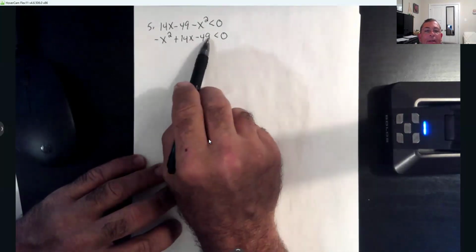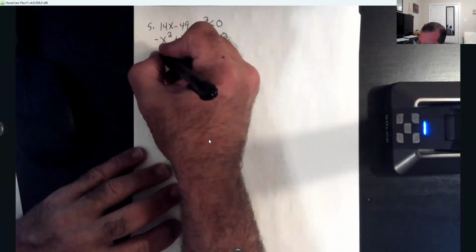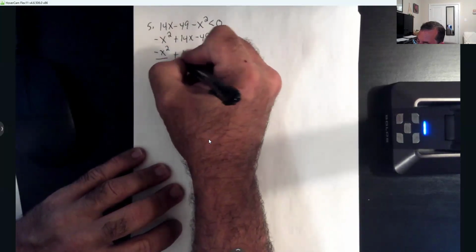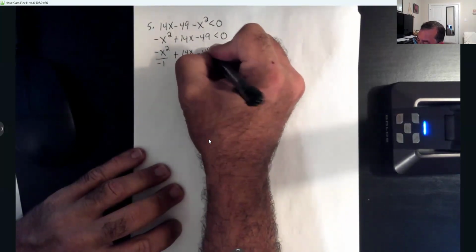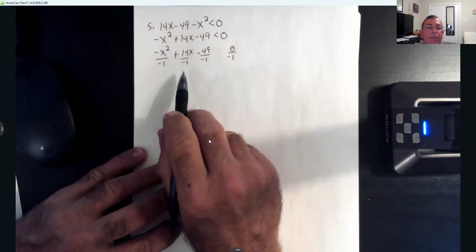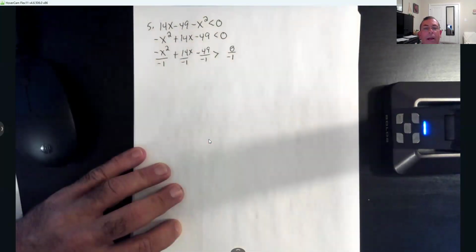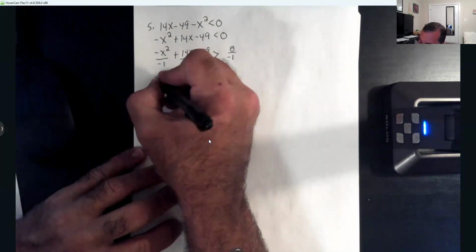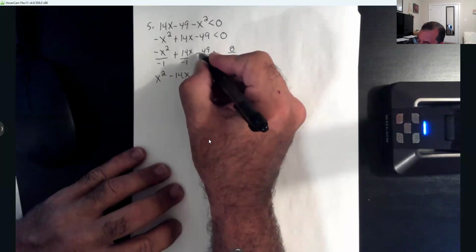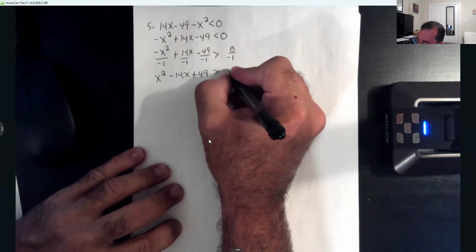Now, before I factor this or anything, we don't want this x squared being negative. So we need to divide everybody by -1. Remember, when you divide, everybody gets divided. Since I'm dividing by a negative, this less than will now become a greater than. So I got x squared minus 14x plus 49 greater than 0.